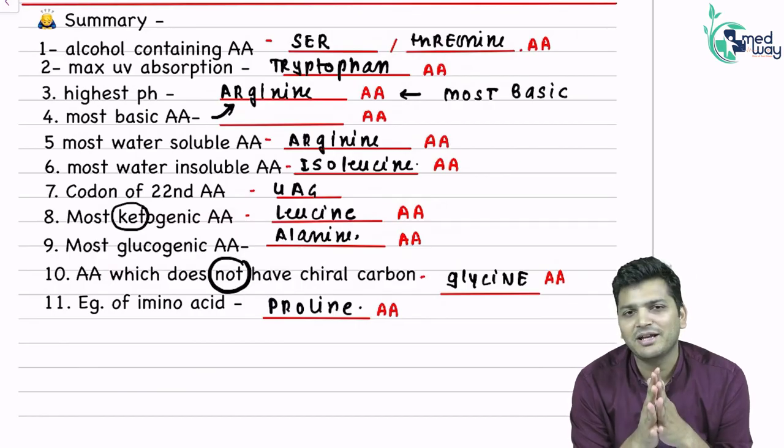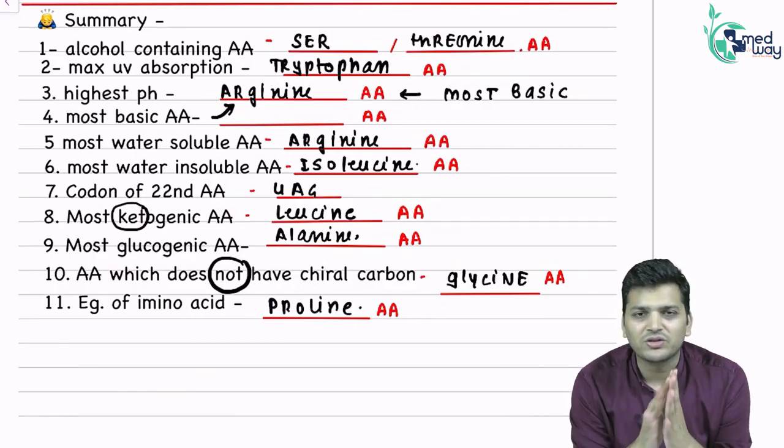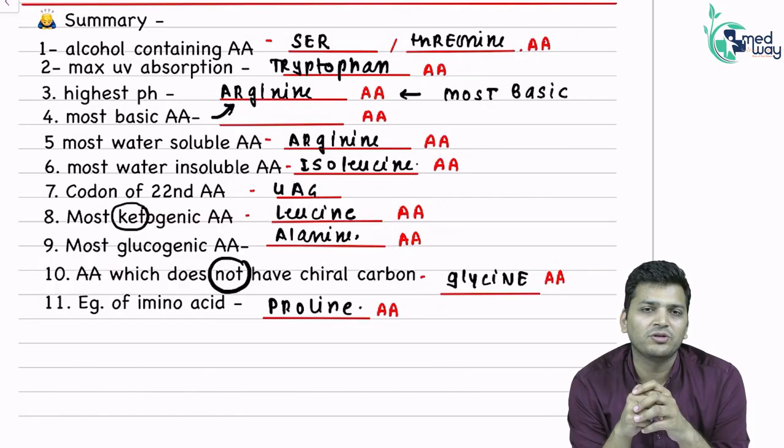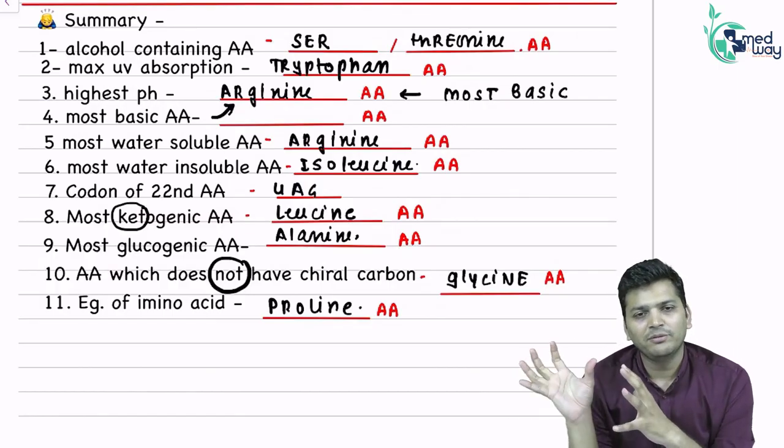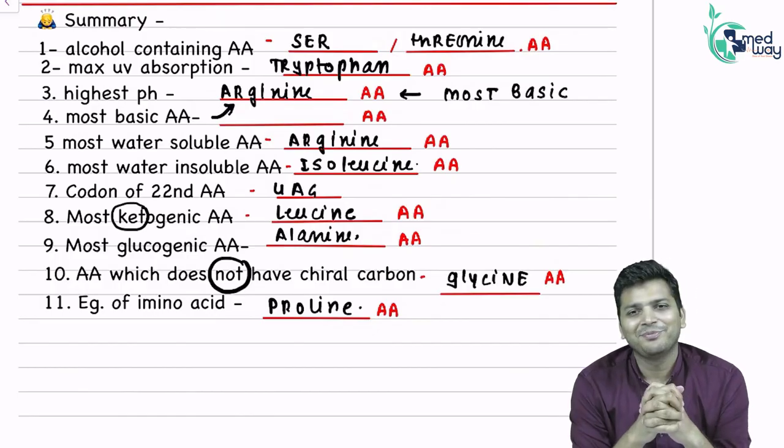So this was the first chapter of amino acids. It's a very important chapter, and almost every exam invariably asks questions from it. Try to remember the facts. These are the important previous year MCQs to be remembered.